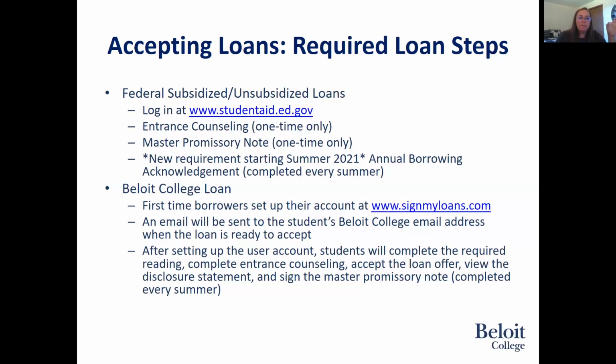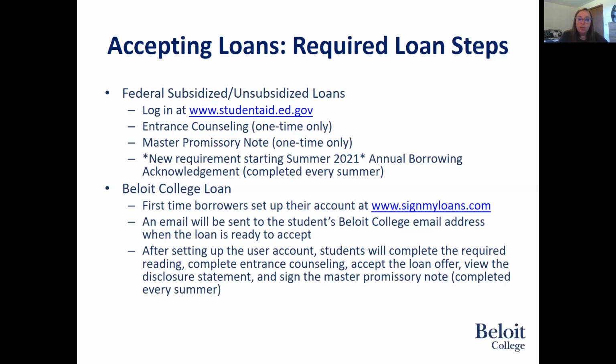After you get that email, the student is going to visit signmyloans.com, and you're going to complete a few steps. When you first log in there, you need to set up your account with your Beloit College email, and then it'll take a few steps to actually establish your account. But once you're in there and you're ready to go, you're going to complete 5 brief steps. Five sounds like a lot, but I promise once you start going through it, it's pretty quick.